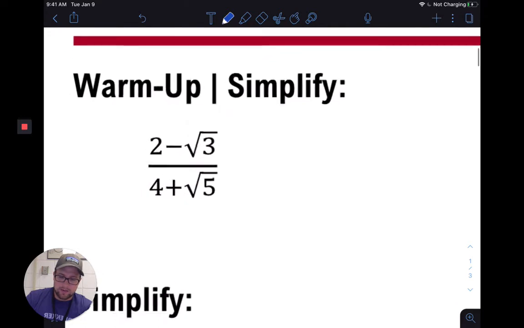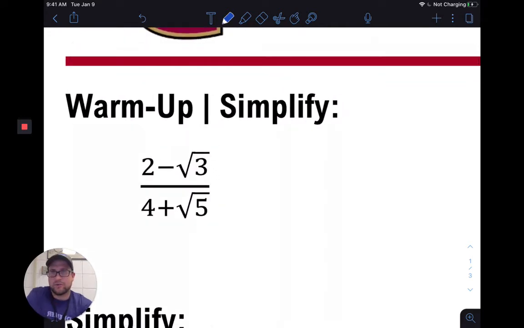Before we begin on working on simplifying rational expressions, let's just go through and do a warm-up. I know we got a lot of material that we've been covering the last few days, and I do want to make sure that you're prepared for that upcoming test that we have.